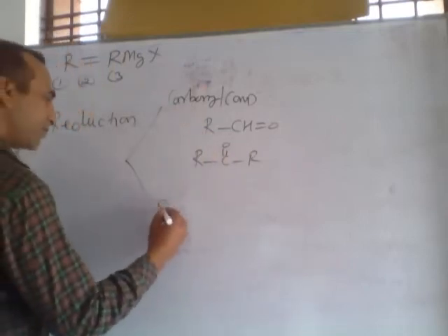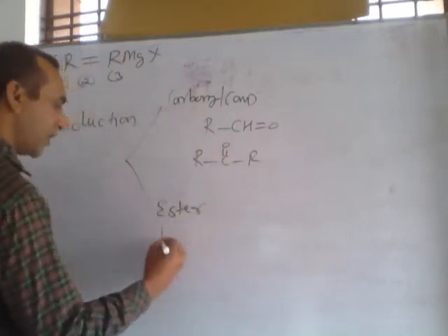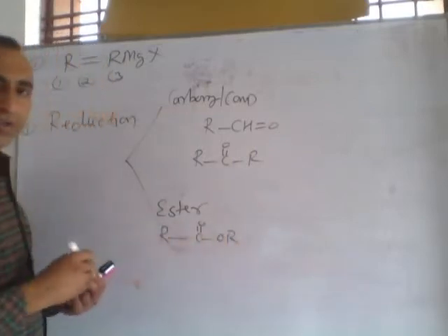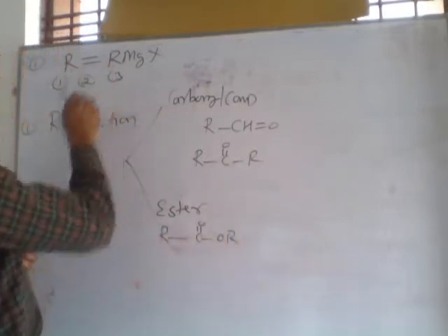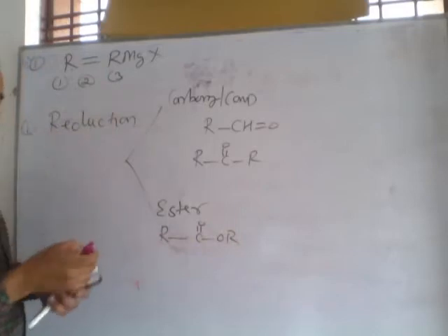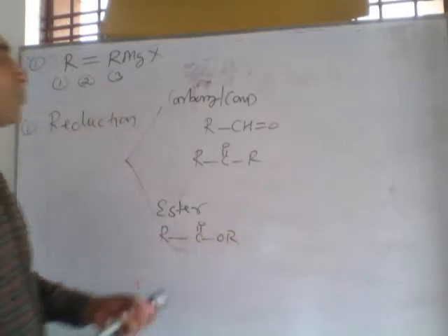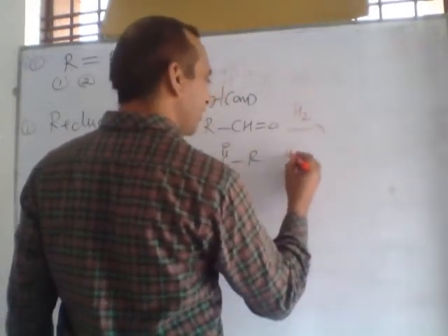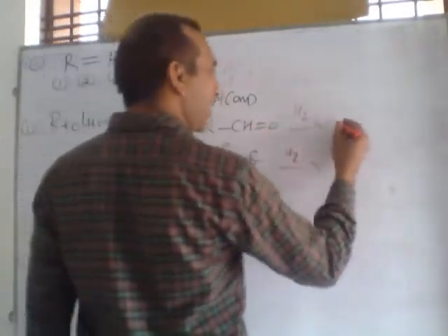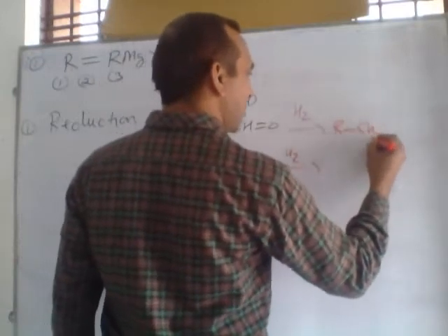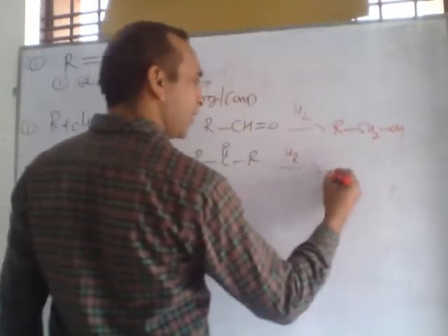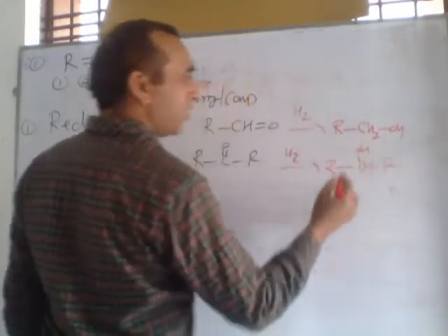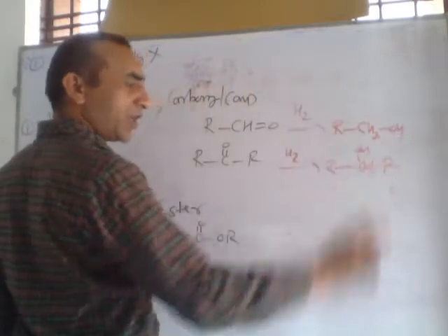And second is ester. If a compound has this type of functional group, it is called an ester. So our process is reduction. In reduction we use hydrogen. When hydrogen reacts with these compounds, the hydrogen adds here, giving RCH2OH, and here RCH(OH)R, this type. This is called primary alcohol, and this is secondary alcohol.